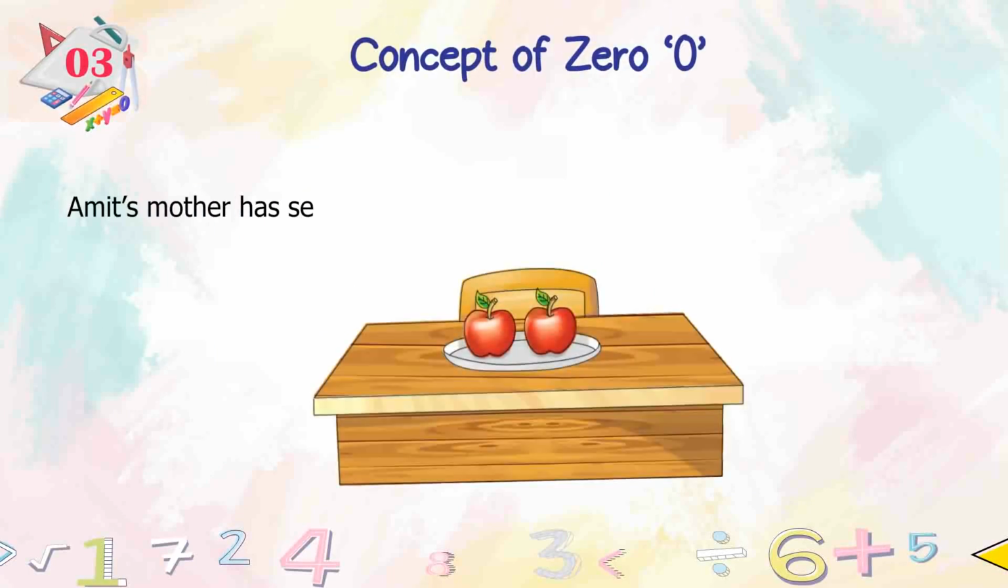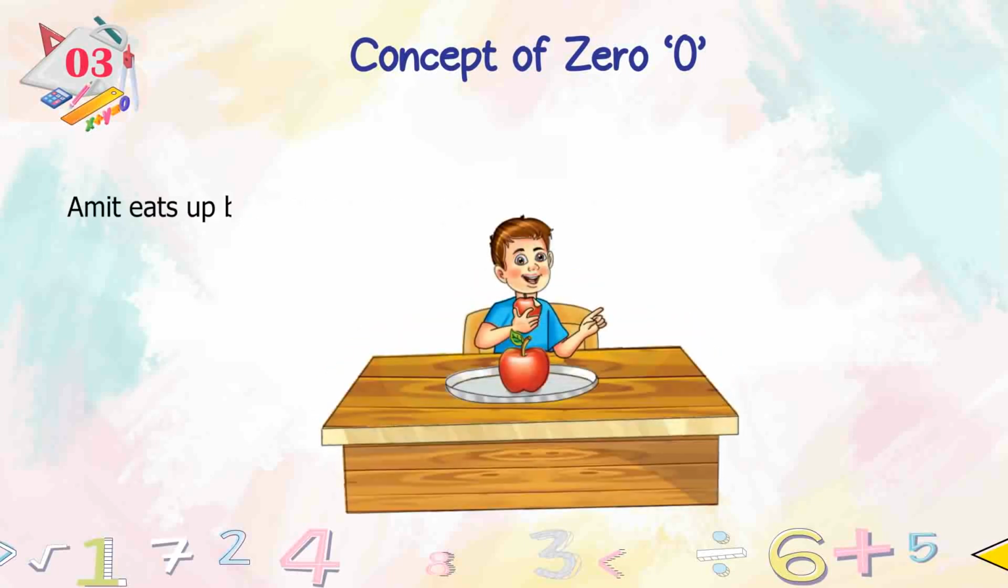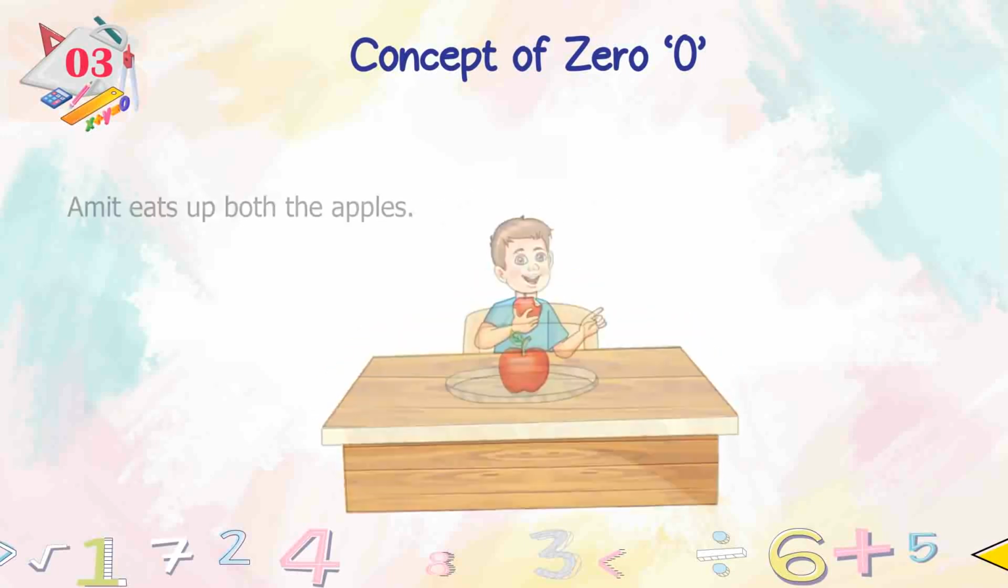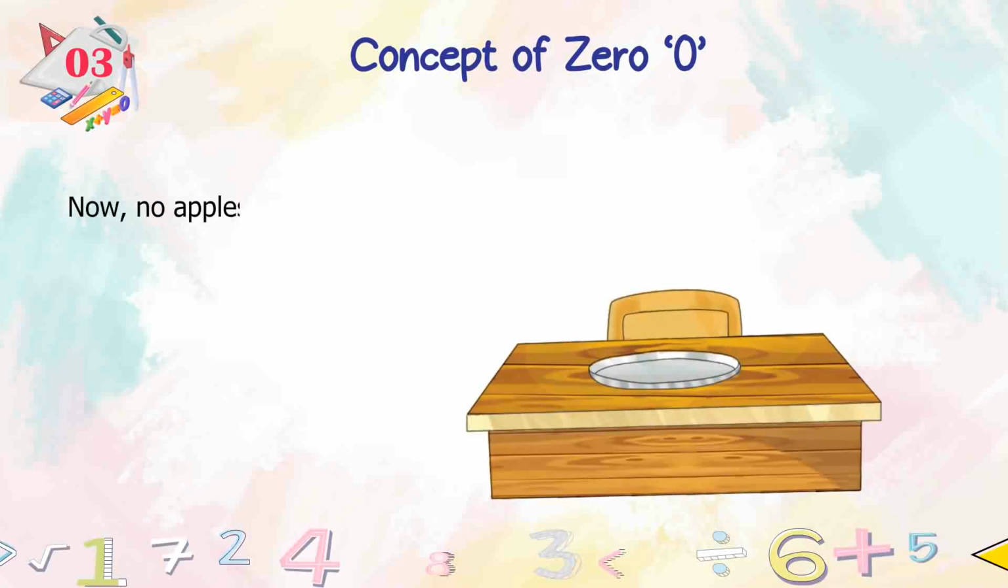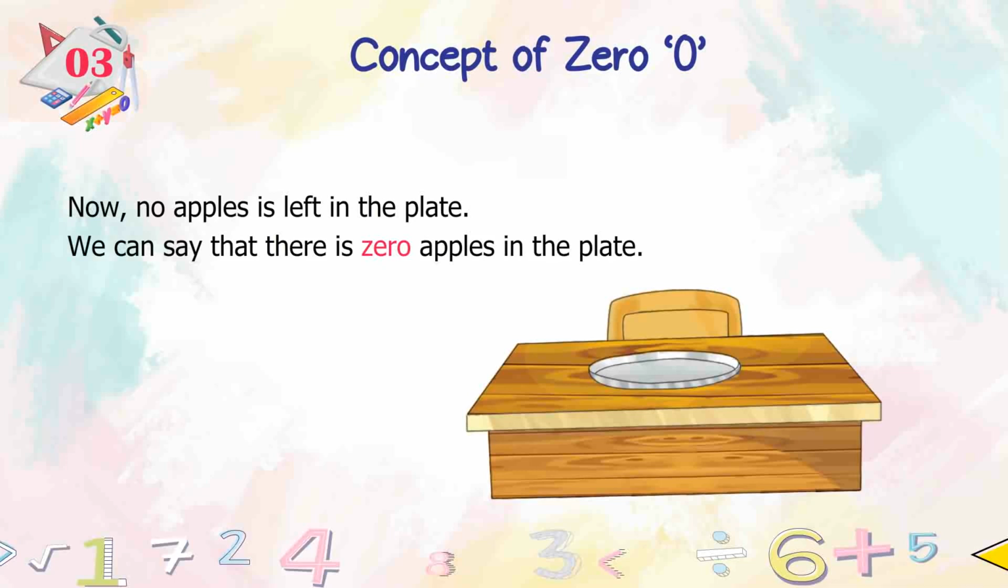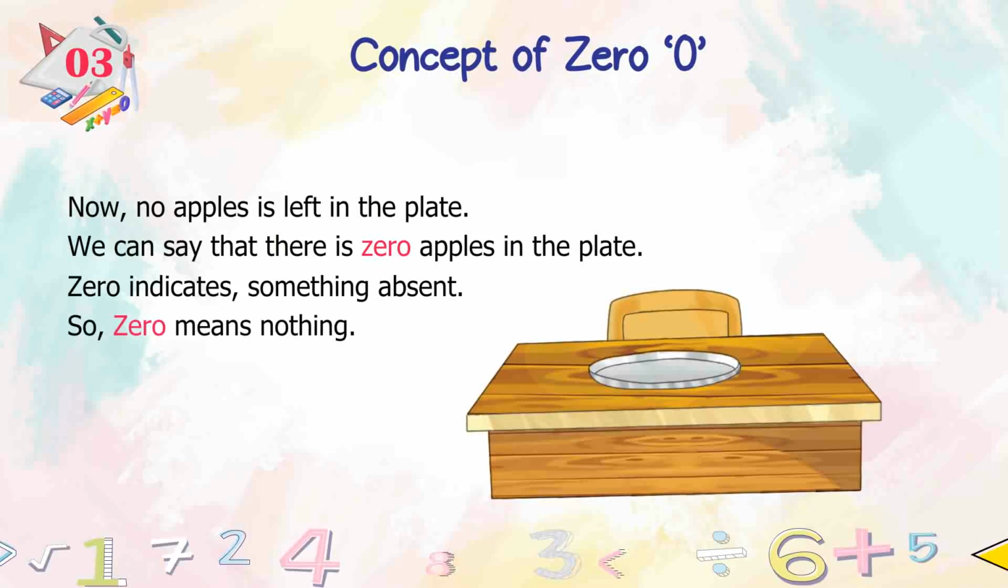Chapter 3. Concept of zero. Amit's mother has served 2 apples in a plate. Amit eats up both the apples. Now, no apples are left in the plate. We can say that there are 0 apples in the plate. 0 indicates something absent. So, 0 means nothing.